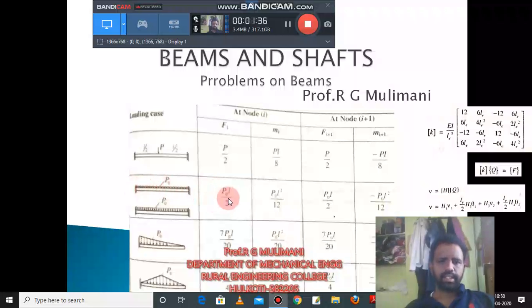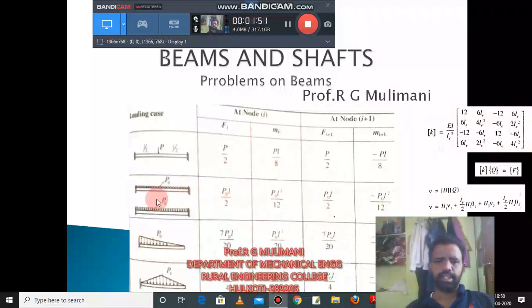Similarly, if the element has a UDL for the whole length, then at node 1 you use the force P naught L by 2 and moment P naught L square by 12. Similarly at the other end, force and moment are P naught L by 2 and minus P naught L square by 12. Okay, what is the force vector?